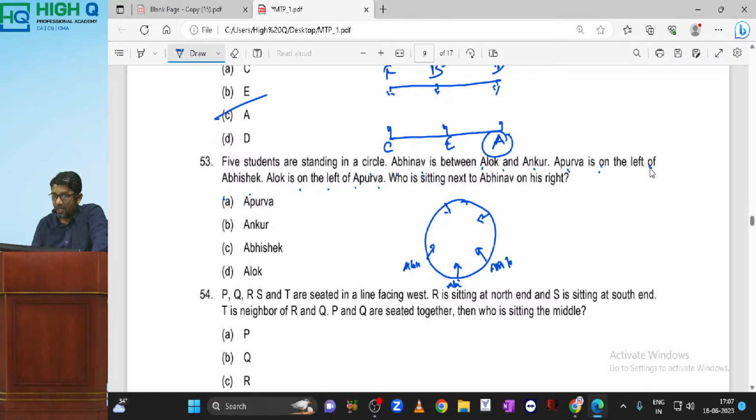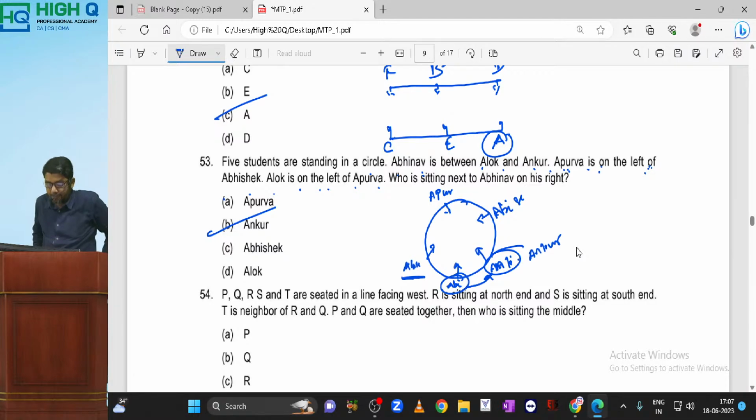Apurva is on the left of Abhishek. Alok is on the left of Apurva. So Apurva has to be here. Then only Alok is on the left of Apurva. This is Alok, right? And Apurva is left of Abhishek. So Abhishek has to be here. Now, who is sitting next to Abhinav on his right? This is Abhinav. Abhinav on his right, who is this? Ankur. Sorry, my own handwriting, I am not getting it. Ankur. That's it.